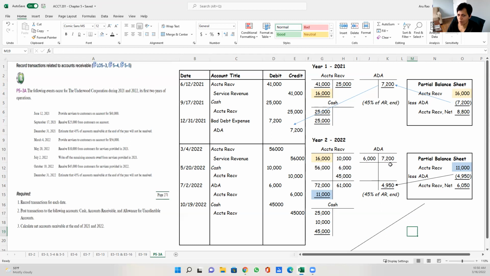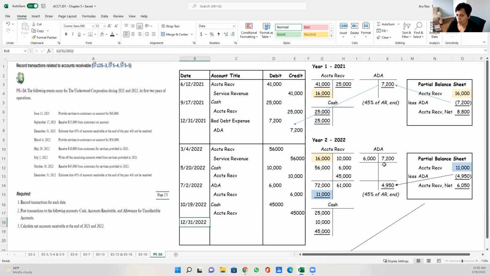Now I have some numbers over here. So what do I do over here? So before I do the journal entry on December 31st, I need to figure out what numbers are going to go in over here. Okay, so I have 7,200 credit from last year. This number came from last year. 6,000 is the number I wrote off. So I took this off over here.